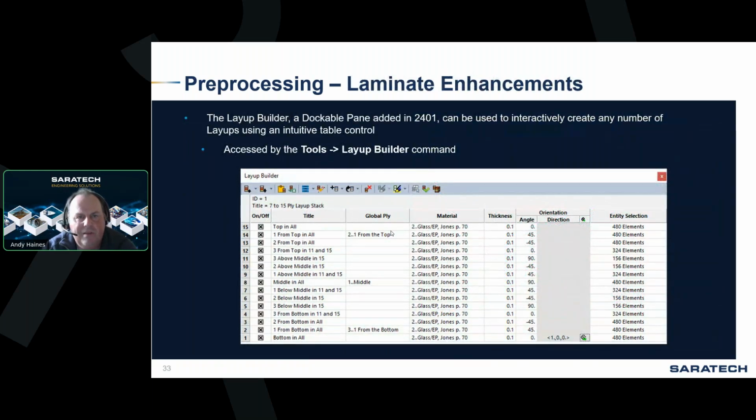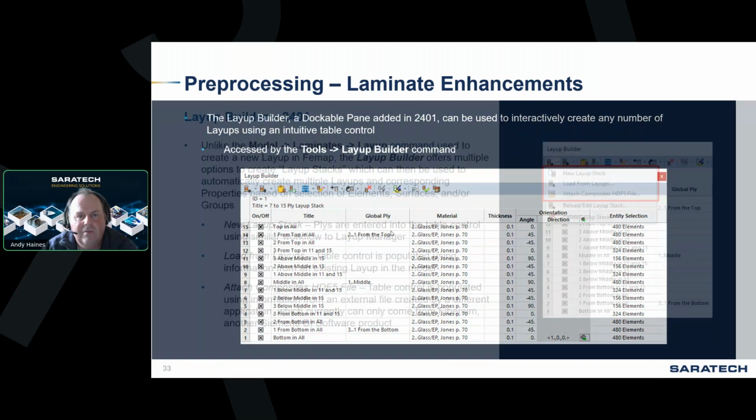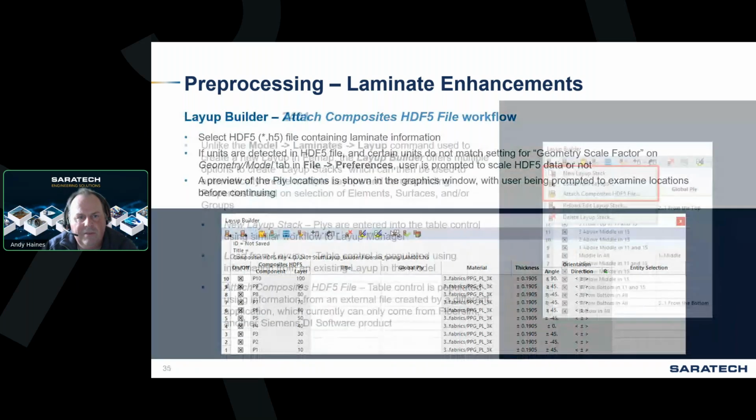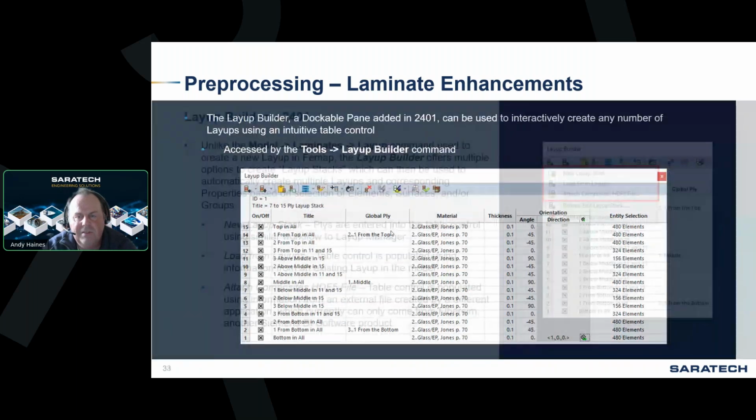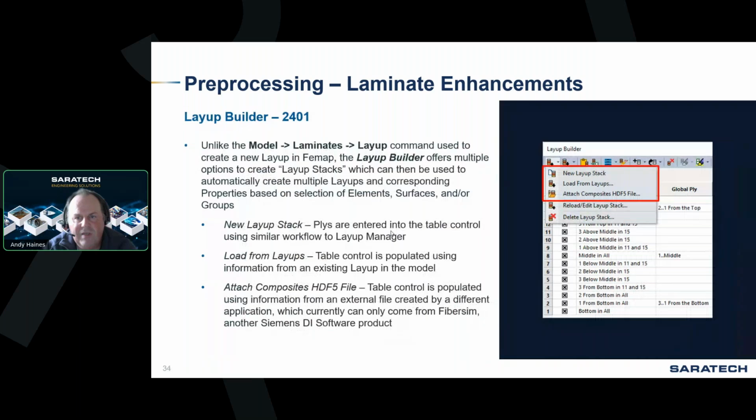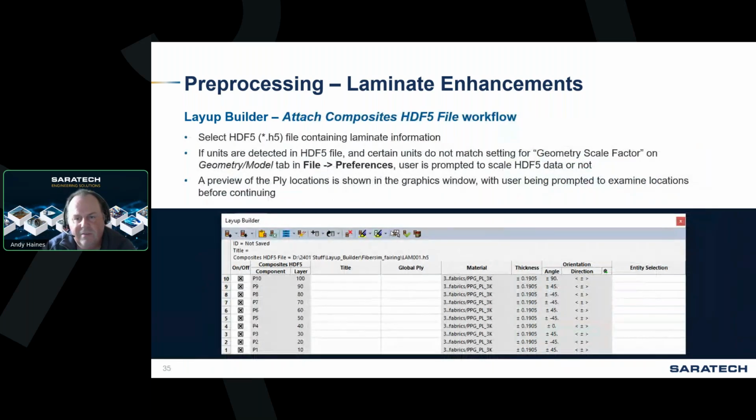Laminate enhancements. If you've seen a Femap presentation of what's new rather lately, you know that we added this in 2401, and what this does is it's just a great way to automatically build layups. Again, I'm not going to go crazy with this. Essentially, you have three choices. You can make a new layup stack, you can load a layup stack from layups, or you can attach a composites HDF5 file, which in this case is always still just a file from Fibersim, which is another Siemens DI product. So once you have these layup stacks, there's a number of things that you can do with them.